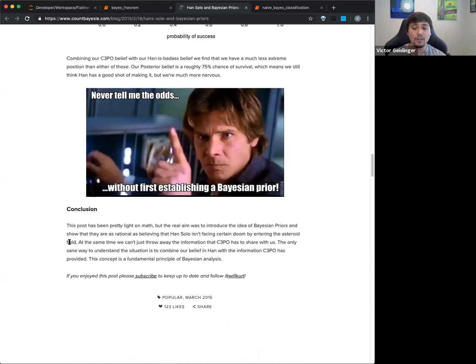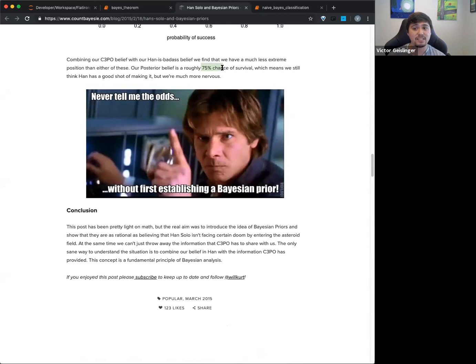And he ends up finding, oh, there's a 75% chance of him actually surviving, which the author reasons is actually a pretty good chance. We know Han Solo is probably not going to die in this, but it gives us a little bit of, oh, it's pretty dangerous. Maybe he won't survive. So it's a good article.